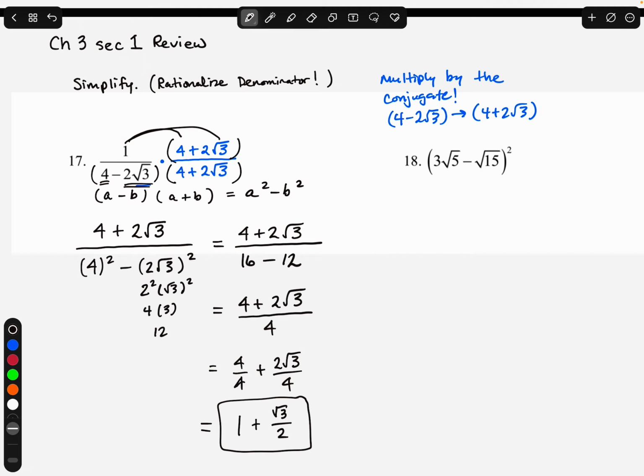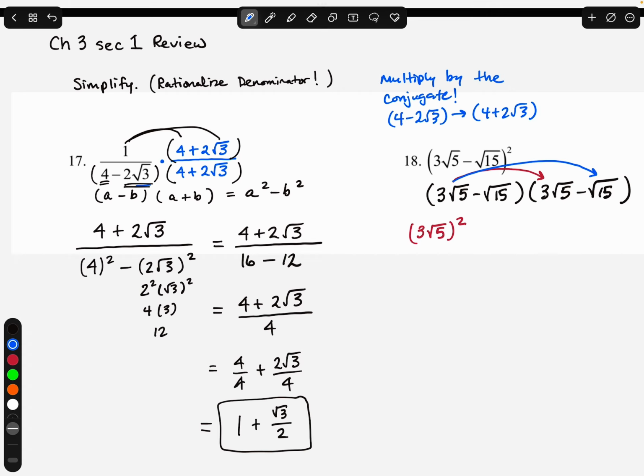This one, we're squaring a binomial. So this really just means 3 times the square root of 5 minus the square root of 15 times itself. In this case, it doesn't look like any of the radicals would simplify, so we're going to go ahead and just FOIL it out. We'll do our 3 radical 5 times 3 radical 5, or that's 3 radical 5 squared. Then we're going to do 3 radical 5 times a negative radical 15. So this one's going to be a minus 3 times radical 15 times 5 would be 75.